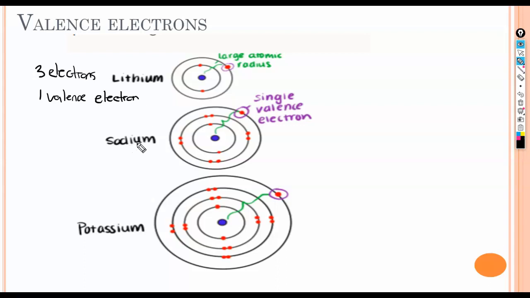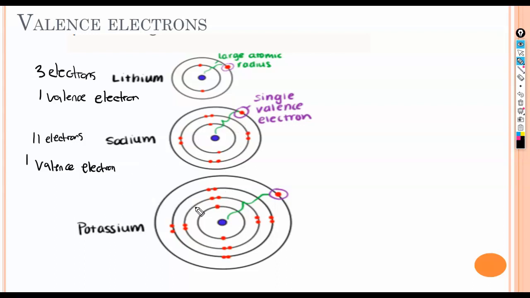Sodium is a much bigger atom. Sodium, if you count the electrons, we have 1, 2, 3, 4, 5, 6, 7, 8, 9, 10, 11 electrons. And so that's a lot more electrons. But if you look at how many electrons there are on the outer shell, we still only have one valence electron. And again, valence electron meaning electron on the outside shell.